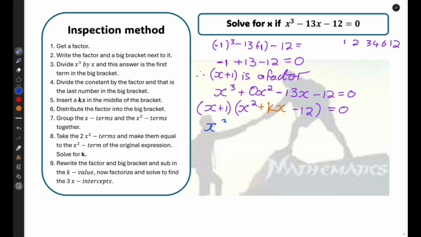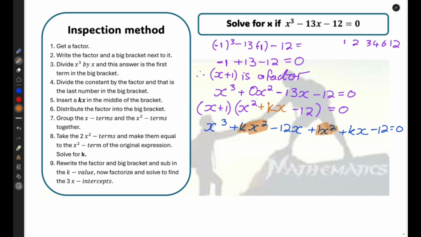So x cubed plus kx squared minus 12x, and I'm going to multiply everything by 1, plus 1x squared plus kx, and then just minus 12 equals 0. Now you can choose if you want to work with the x squareds or just the normal x's. I'm going to choose the x squareds just because they stand out.